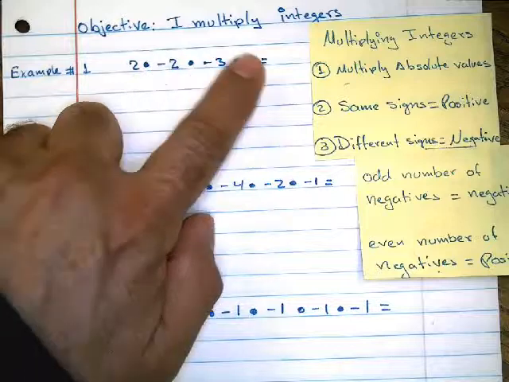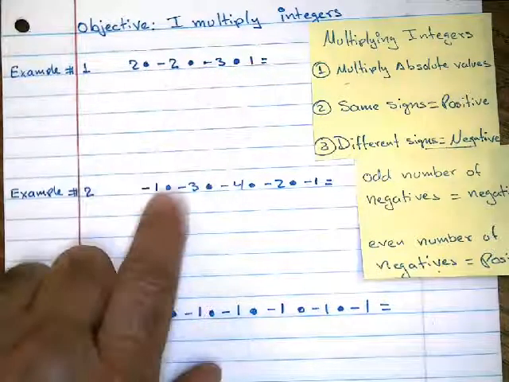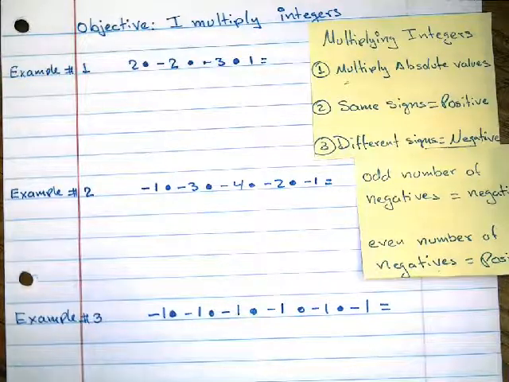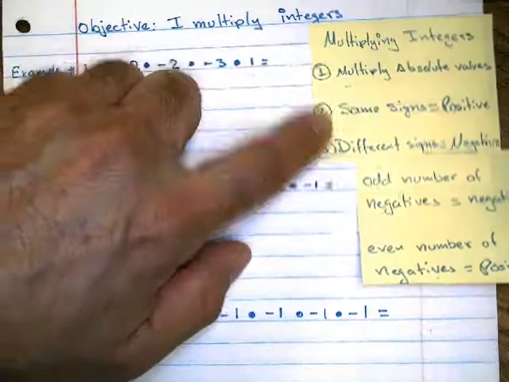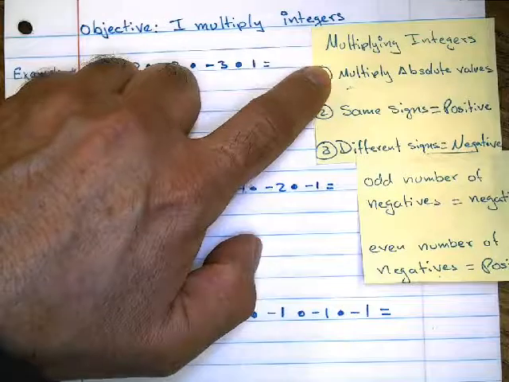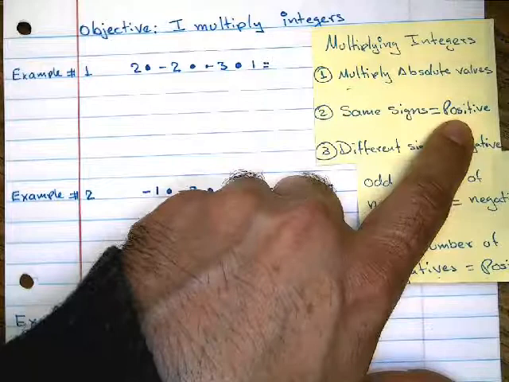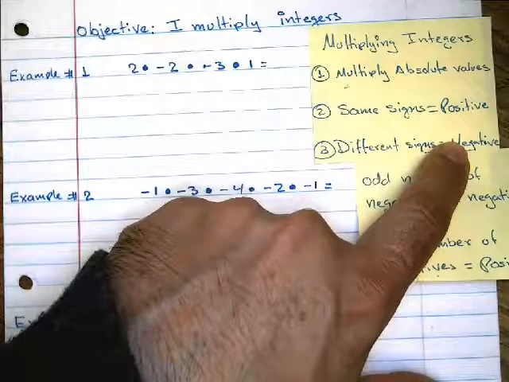We have 1, 2, 3, 4 integers. This one we have 1, 2, 3, 4, 5 integers. And this one has more integers. So we are going to follow the same rules as before. We're going to multiply their absolute values. And we know that if we have the same signs, the answer will be positive. If we have different signs, the answer will be negative.